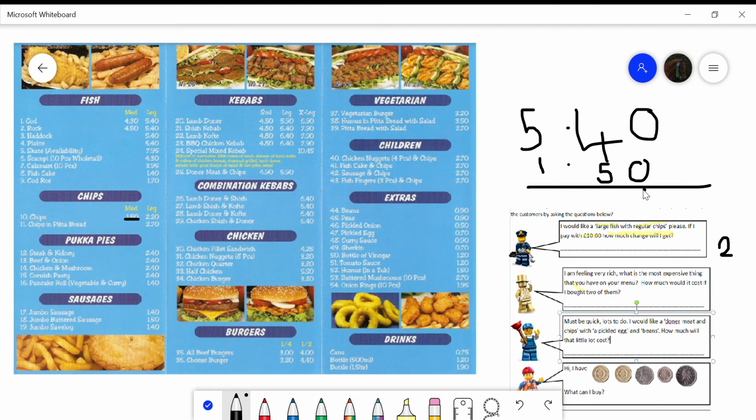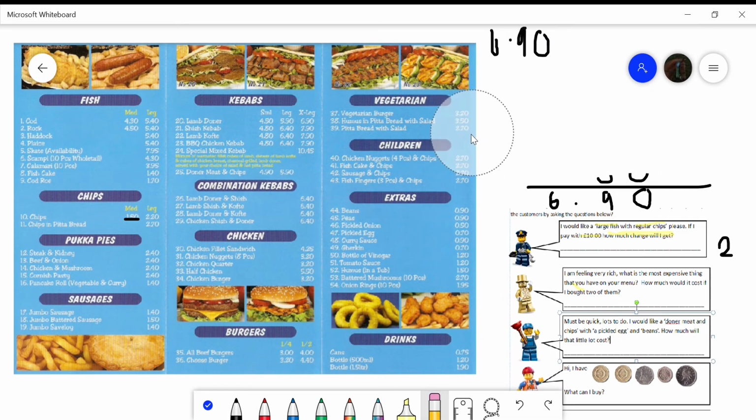Simple addition. So 0 and 0, 4 and 5, which is 9. Don't forget your decimal point. 5 and 1 is 6. So we've got £6.90. So I'm just going to write that at the top. It's very difficult to write with a mouse, so I'm really sorry. Okay, I'm just going to get rid of that little bit, and then I've got a bit more space. Okay, so £6.90 is what I've spent.